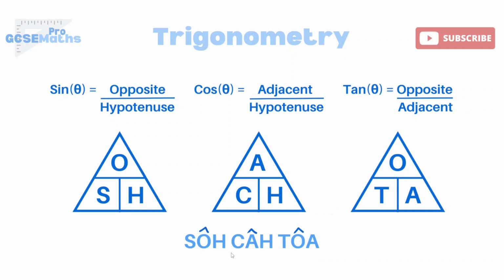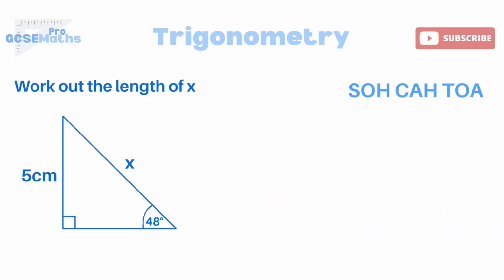The other 2 letters, it doesn't really matter. Okay, so you can see here I've got SOH, CAH and TOA. So feel free to screenshot this one as well if you want to use the formula triangle method. That's the one I'm going to be showing you today. So let's actually get into it and see how it works.